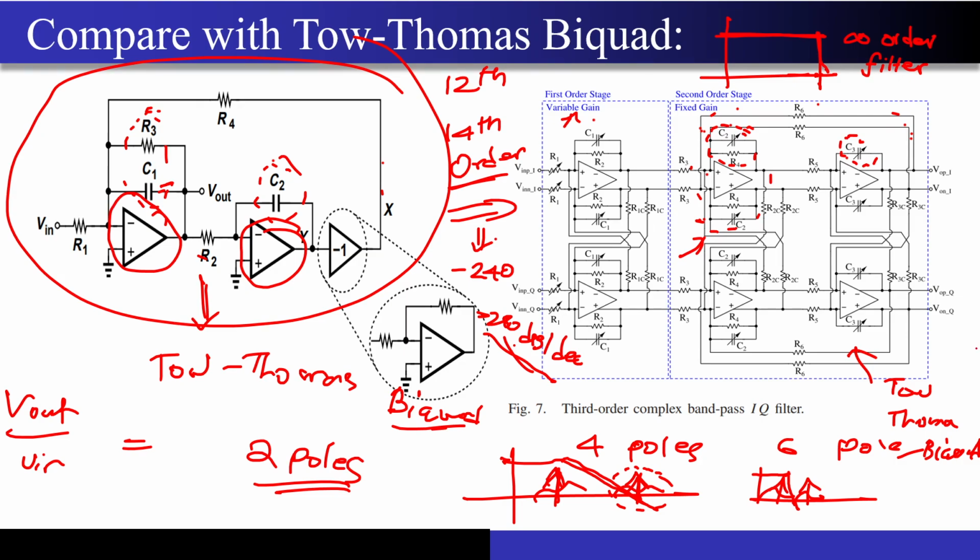So now if this is a Tau Thomas bicord, what do we expect? We calculated that this is a band pass filter circuit. Now just look at the response of this circuit: a third order complex band pass IQ filter.